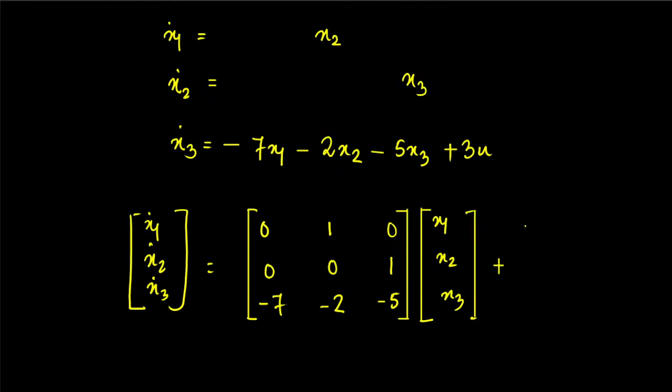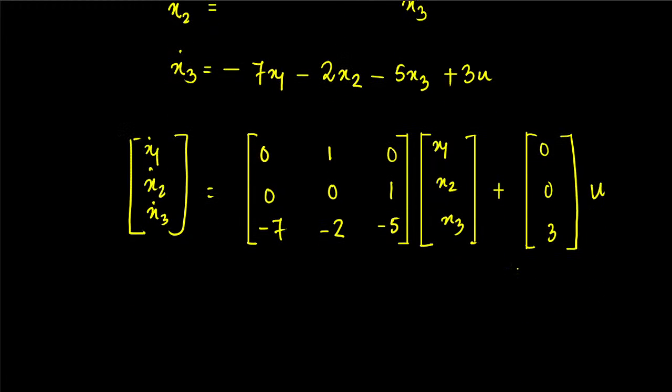Then we have plus 0, 0, 3 u. That's the state equation, but I don't want to write it this way.